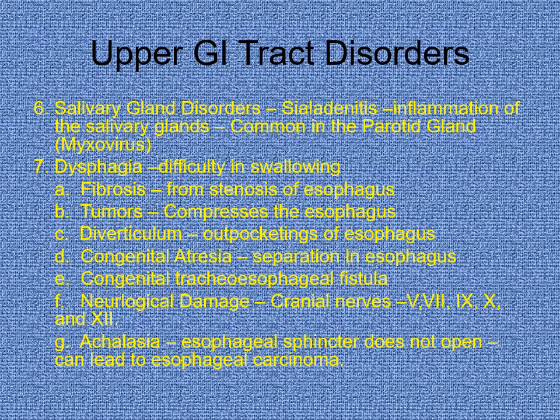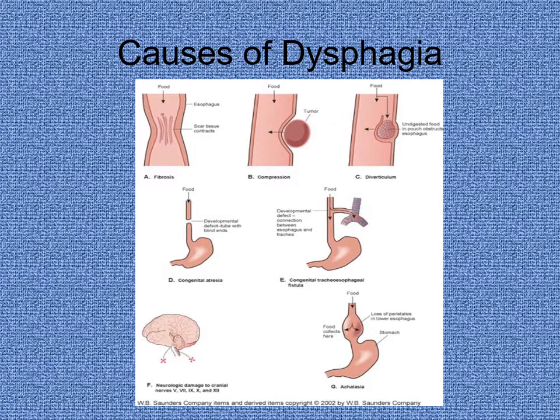Neurological damage to certain cranial nerves that innervate the esophagus and the upper parts of the oral cavity that are involved in that swallowing mechanism. If you remember back from A&P, there's about 22 different groups of muscles involved in swallowing, and these are all the various cranial nerves involved with innervating those particular muscles. Achalasia results from the failure of the lower esophageal sphincter to relax owing to loss of innervation. May cause food to accumulate in the lower esophagus, and this also increases the risk of esophageal carcinoma in an individual with long-term achalasia. And these are some of the different things that cause dysphagia.